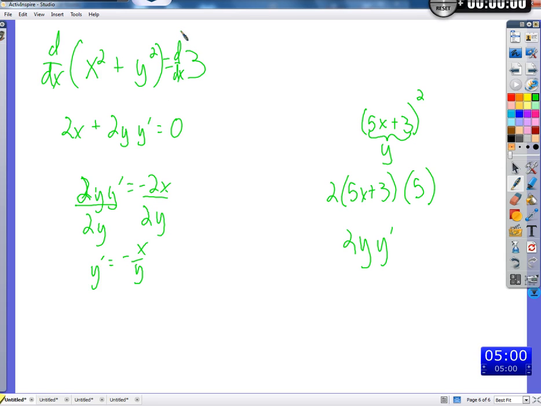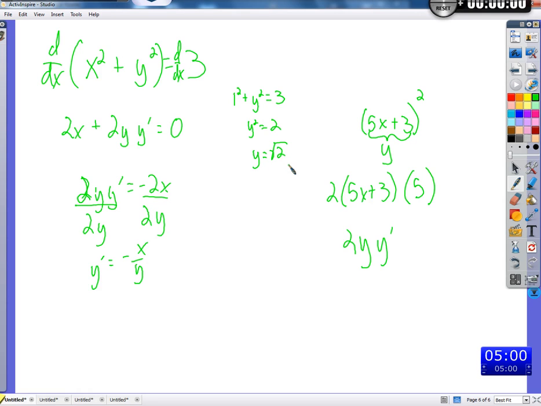So if I want to know the slope of this graph at x equals 2, then I would put 2 in for x. I would get 2 squared plus y squared equals 3. Oh, not at 2. Let's say at 1. Why not 2? It's not going to work out. At 1, y squared equals 2, so y equals the square root of 2.